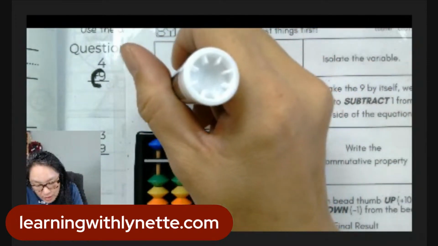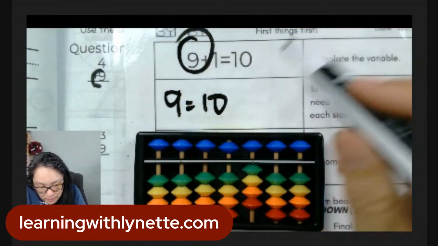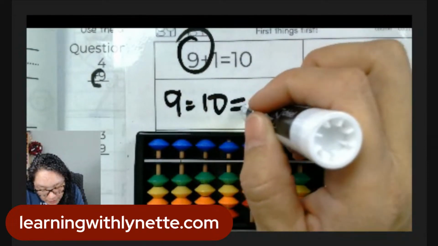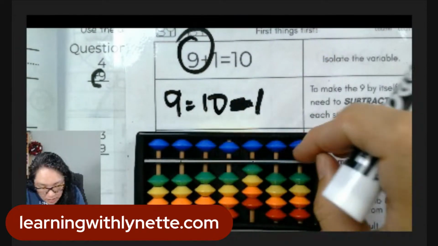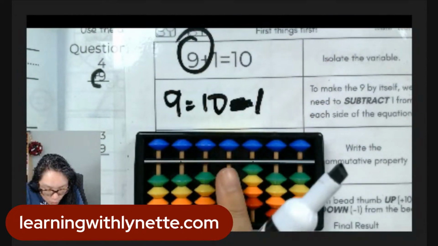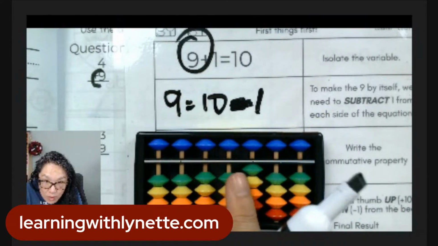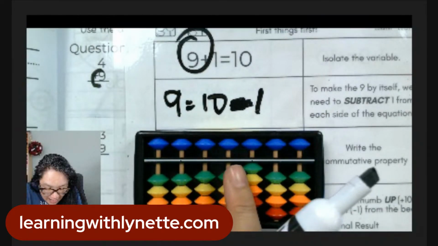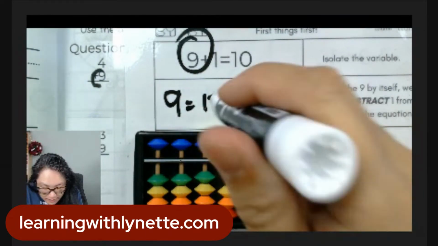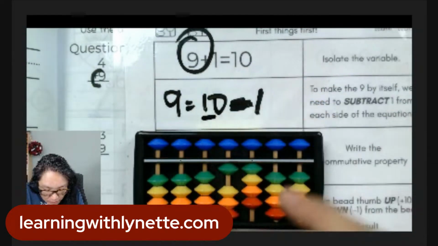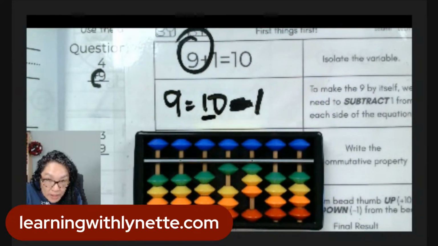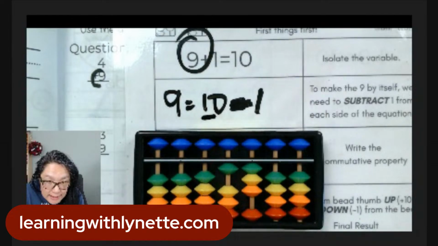We know 9 is equal to 10, but that's too much. We have to minus the 1. So what does that mean? 10. 1 and 0. That's the 10. Add 1. And then that's what I did here. Now I'm going to take away the 1. I got to take away the 1 in the ones column. So my final answer is 13.